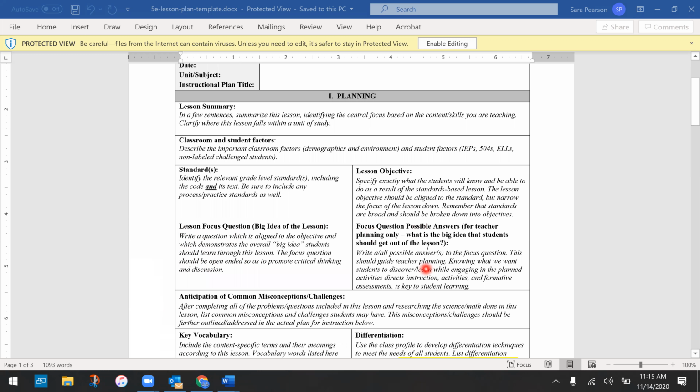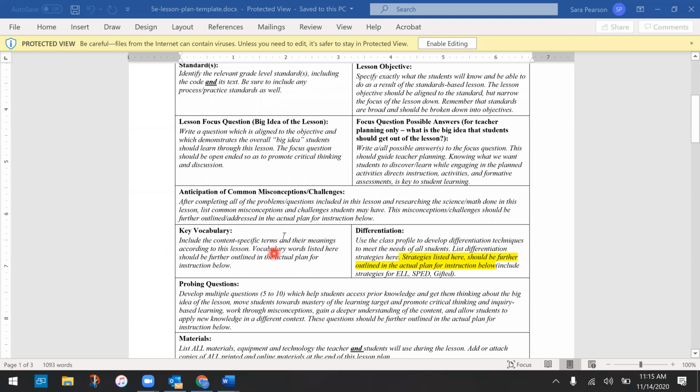And then you'll be thinking through the possible answers. What are you actually looking for students to say with that question? You'll have your key vocabulary. Make sure that you include either a strategy here for teaching the key vocabulary or down below in the explain section. Then you're going to list some of those ways that you can differentiate for your students throughout the plan.